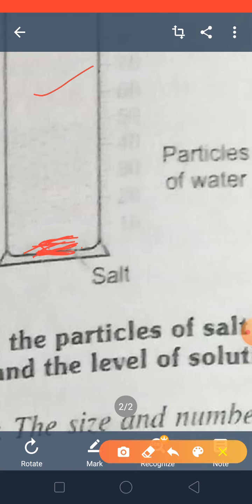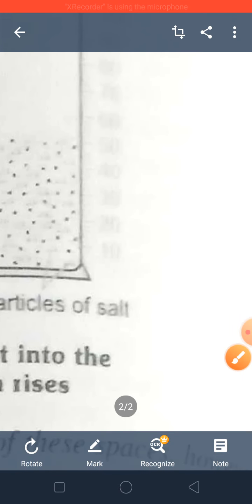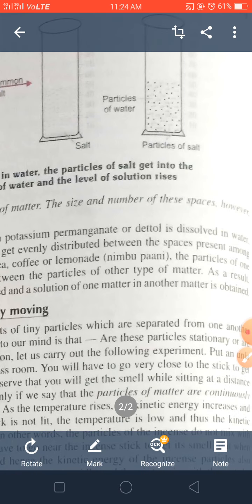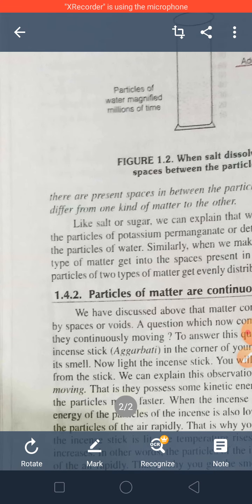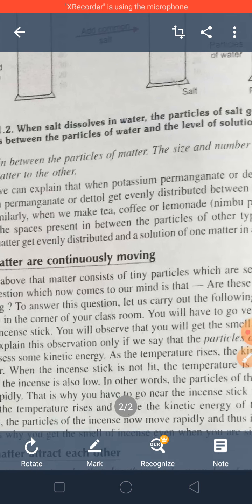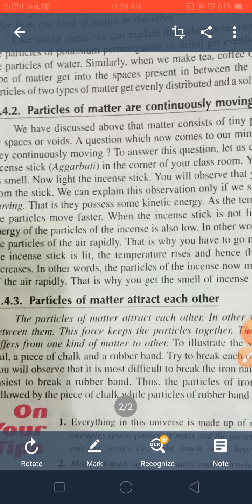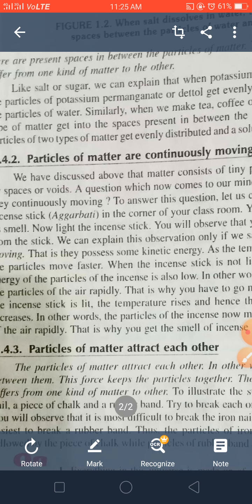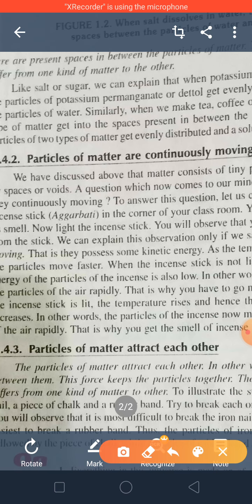And the second important characteristic of particles of matter is that the particles of matter are continuously moving. How can we prove it? I will color this property here for you. Now I am going to discuss this second property: particles of matter are continuously moving. So you can do a common experiment at your home.